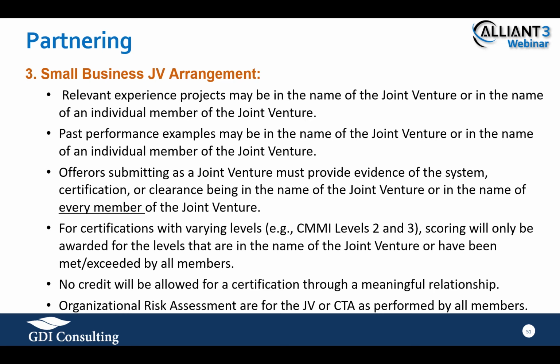Remember that. Organizational risk assessments are for the JV or CTA as performed by all members. So again, you either lose the 7,500 points or you must have worked with those partners, with the JV partners before.